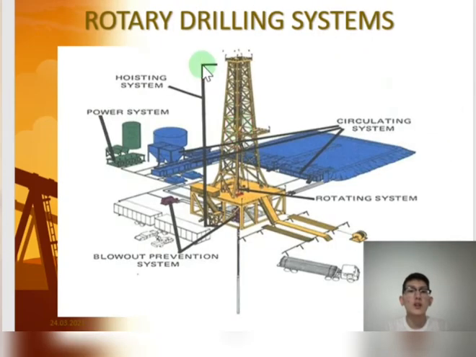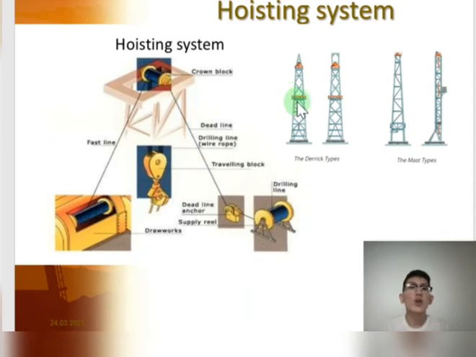Let's move to the rotary drilling systems. It's also a most important part of the drilling operation. In the picture you see five main systems: hoisting system, power system, circulating system, rotating system, and blowout prevention system. Let's talk about each of them individually. So first, the hoisting system.